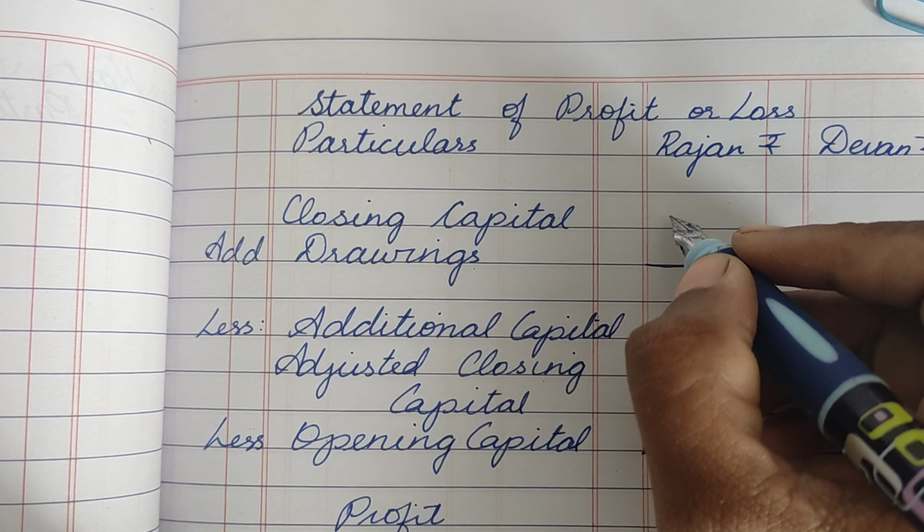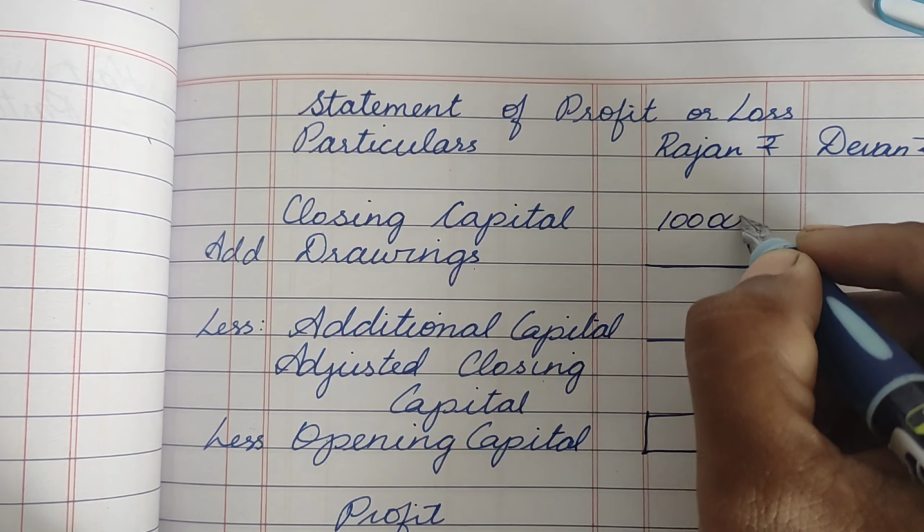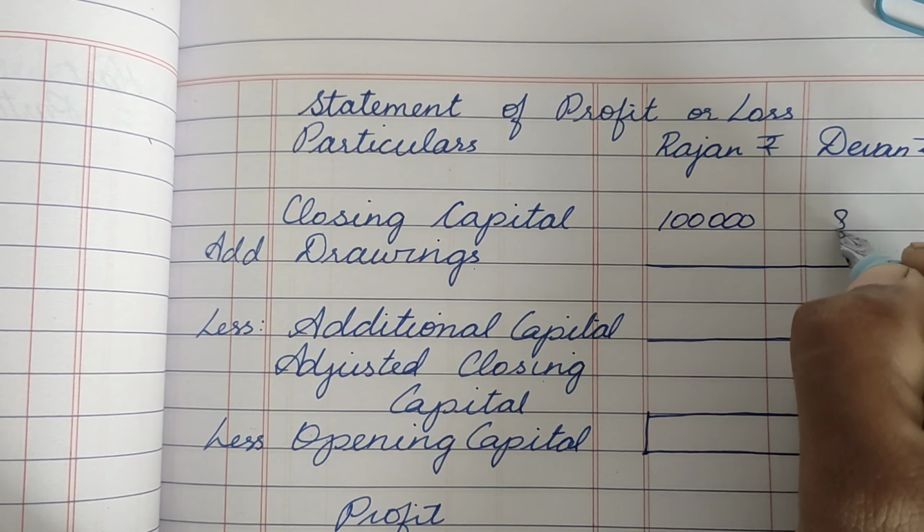Now after writing out the format, I'm going to fill in the given information. I have the closing capital, which I can take from the balance sheet given in the problem: 1 lakh for Rajan and 80,000 for Devan. Next, the additional capital introduced, 40,000 for Rajan and 30,000 for Devan, which I enter in the additional capital column. Next are the drawings: Rajan's is rupees 20,000 and Devan's is rupees 10,000, which I enter against drawings.